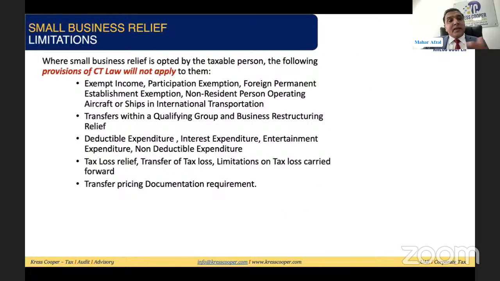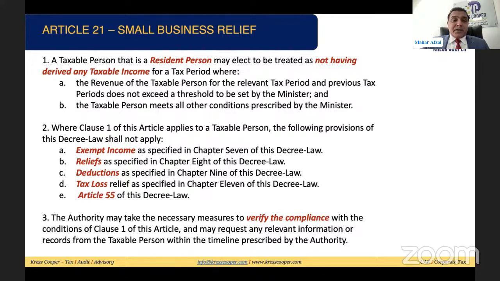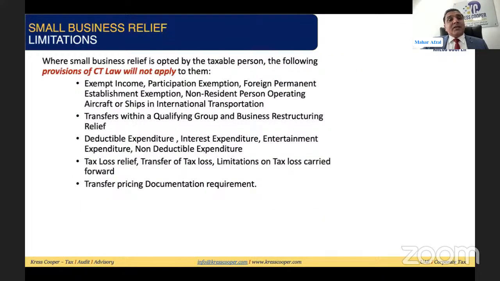As I mentioned, for the small business relief, as I mentioned in the previous slide, exempt income, reliefs, deductions, and tax loss in Article 55 will not be applicable while applying Article 21 of the law. And these are exempt income.